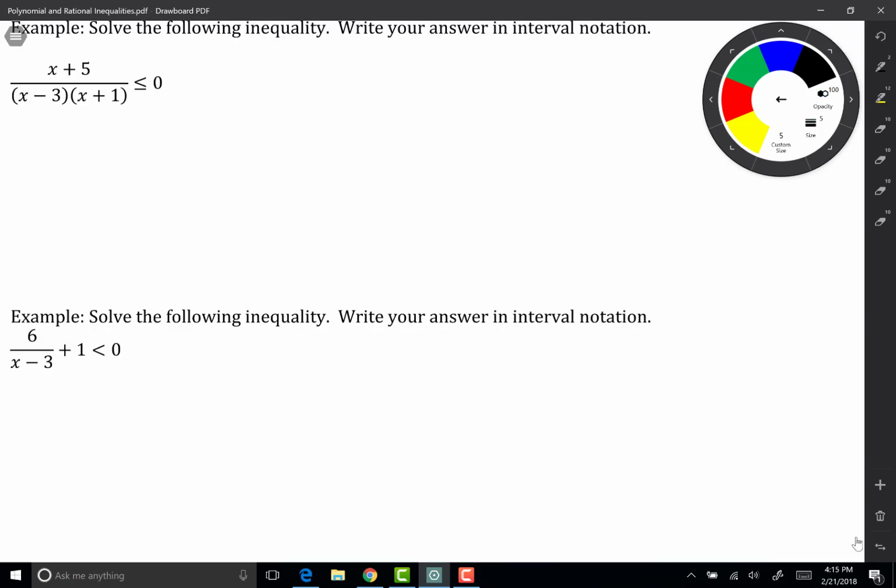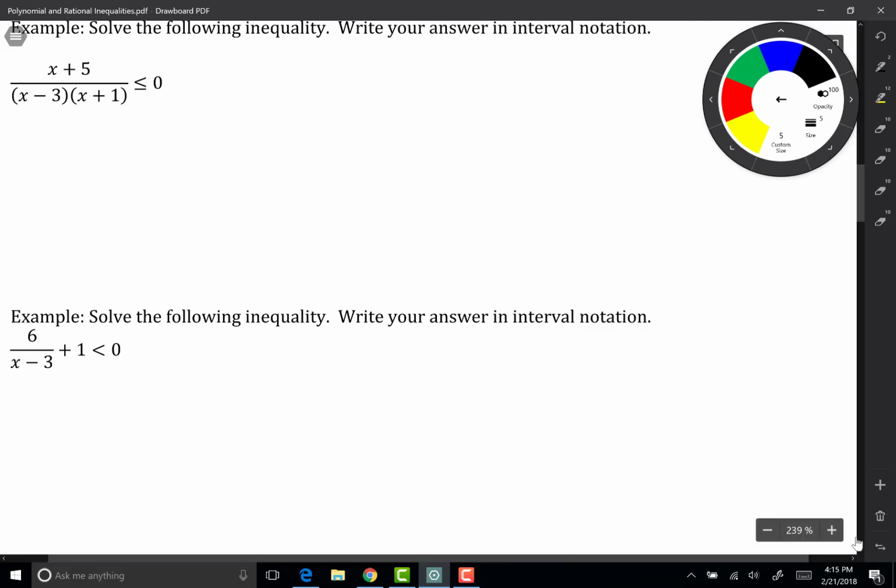Okay, the next example is also a rational inequality. I want to find my x-intercepts. That's what makes my numerator 0, the values of x that make my numerator 0. So I'm going to have an x-intercept at -5. And the places that it's undefined are going to be the values of x that make the denominator 0. So I'm going to have a 3 and a -1. That's what makes the denominator 0.